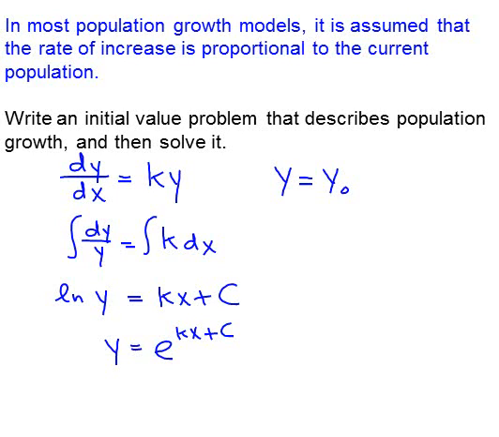Rewriting this in exponential form, I get y equals e to the kx plus c. And recall from the previous lesson on solving separable equations that we can rewrite this as a constant a multiplied by e to the kx. Substituting my initial condition that when x equals 0, y equals y0, I find that the constant a is equal to y0. So the solution to this initial value problem is y equals y0 times e to the kx.